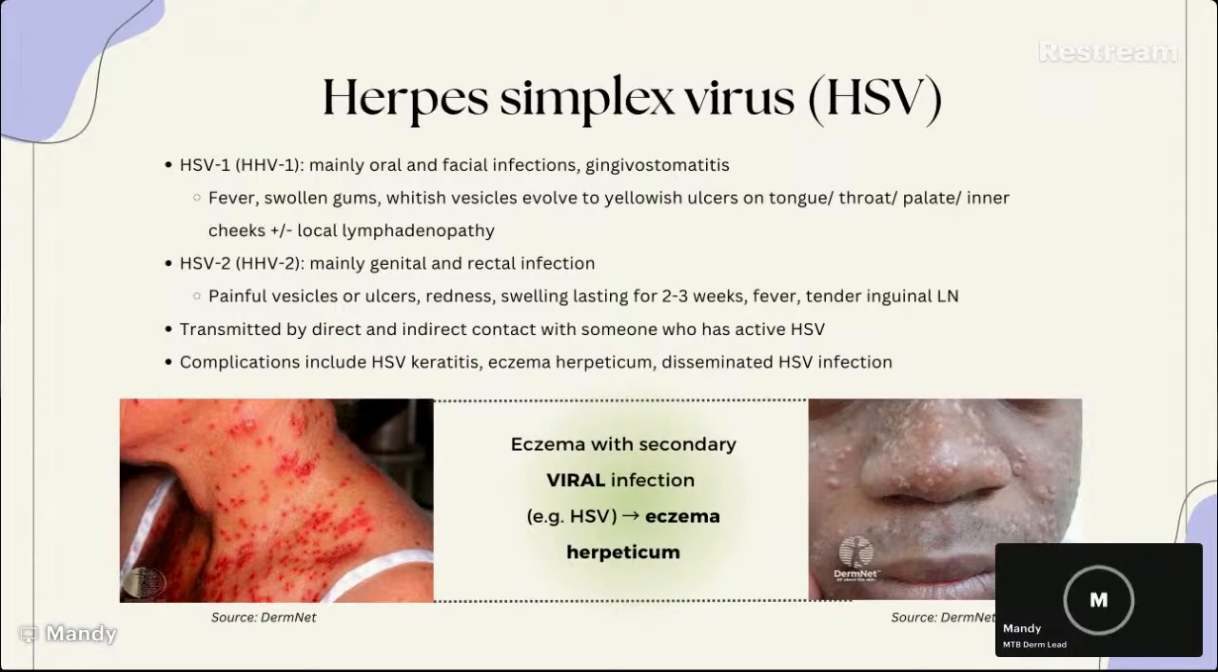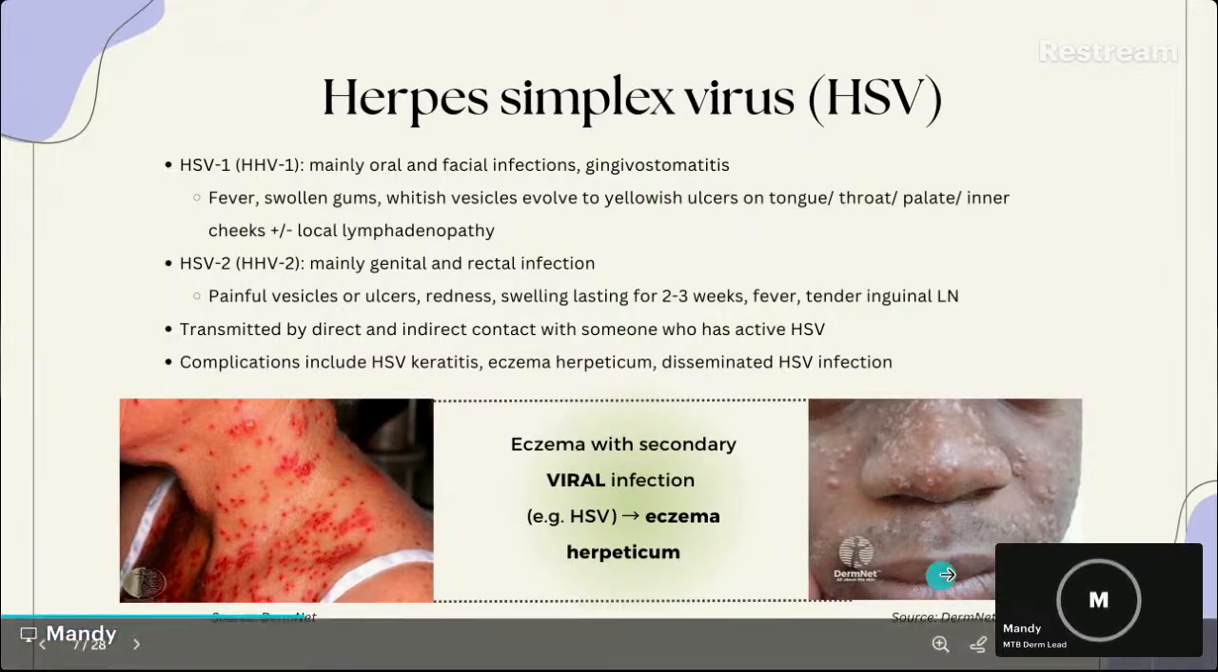Whereas for the second question with a young child, the image was portraying eczema herpeticum, which is one of the dermatological emergencies. Now, HSV can often be transmitted by direct and indirect contact with someone who has active HSV. Eczema herpeticum is essentially an emergency because these patients can be really unwell, and we need to admit them via A&E so that they can have IV acyclovir and treatment within an inpatient setting.